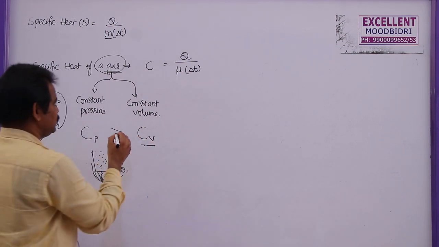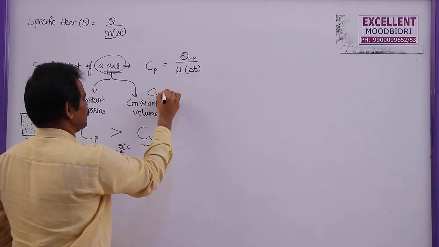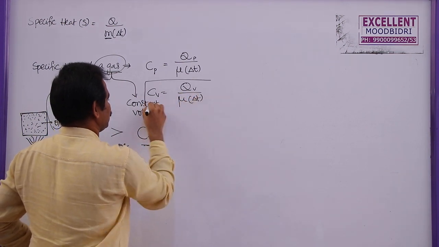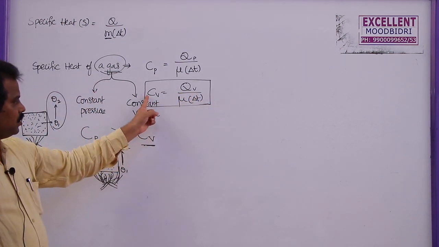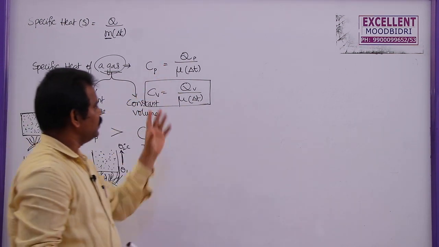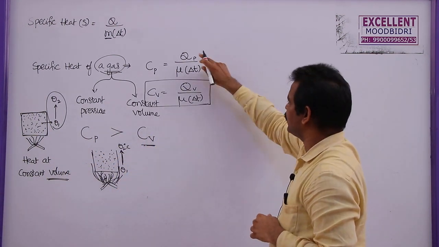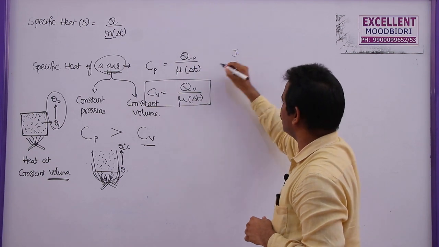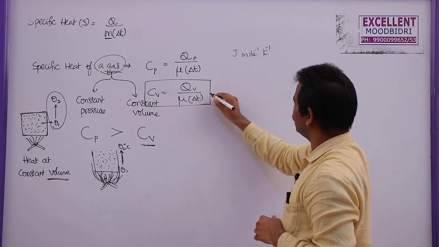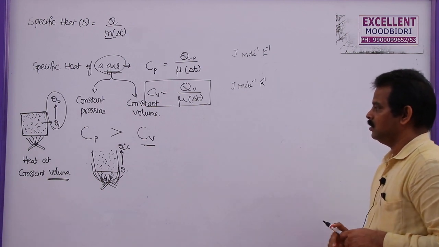Now, in this case, Cp can be written as Qp by nu delta T, Cv is written as Qv by nu delta T. So this is the specific heat of a gas at constant volume. This is the specific heat of a gas at constant pressure. So in these two, the dimensional formula will be the same and the SI unit will be the same. Why? Because this is the quantity of heat supplied, joule per mole per Kelvin. Similarly, for this also, joule per mole per Kelvin.